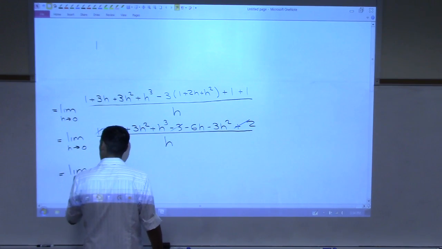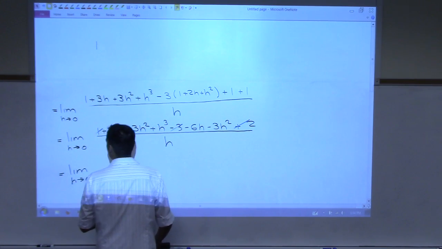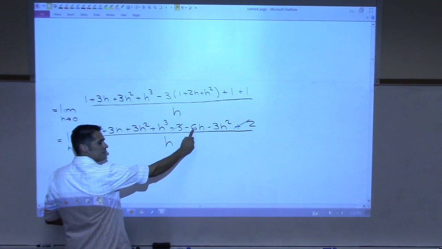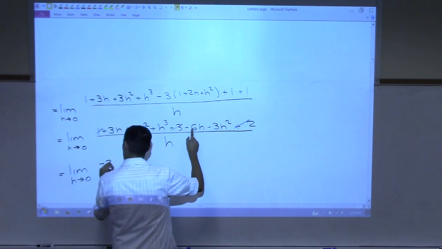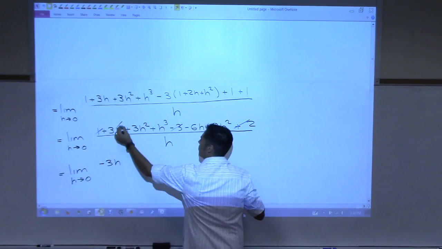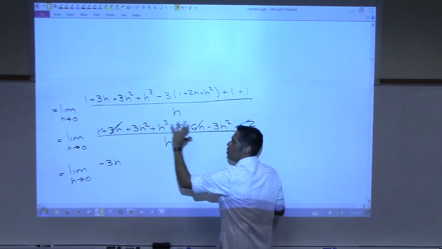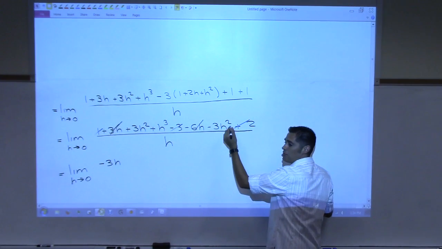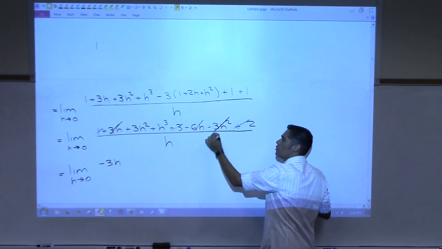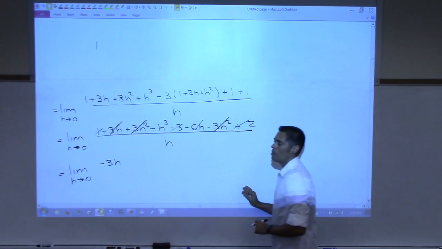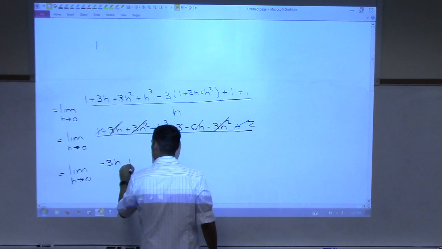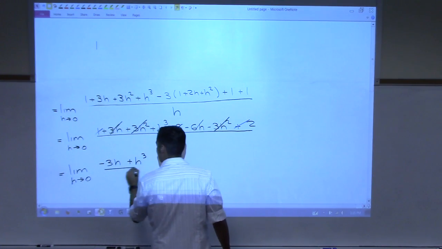Equals limit again. Hello, see? Don't forget about it. 3h, do I have any more h's? Yes, minus 6h. So negative 3h. And I've taken care of those. These, I'm not saying these cancel. I'm just kind of checking them off. I've already done those. 3h squared minus 3h squared. Oh, those did cancel, didn't they? Those were gone. And then there's just an h cubed. So plus h cubed over h.